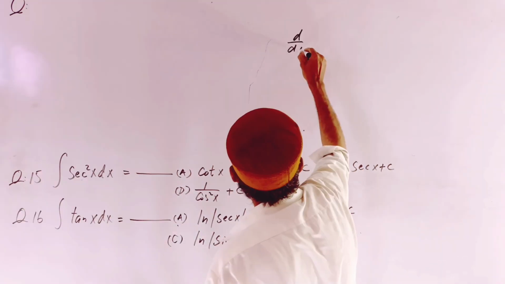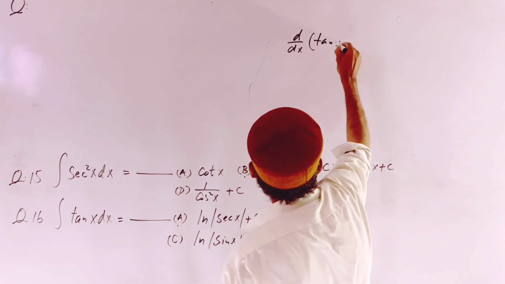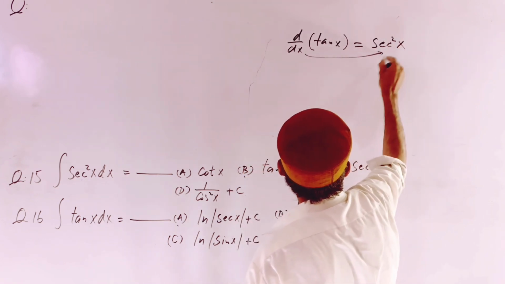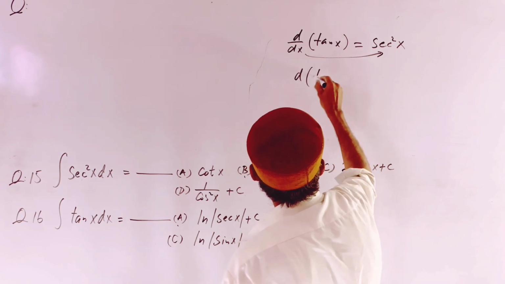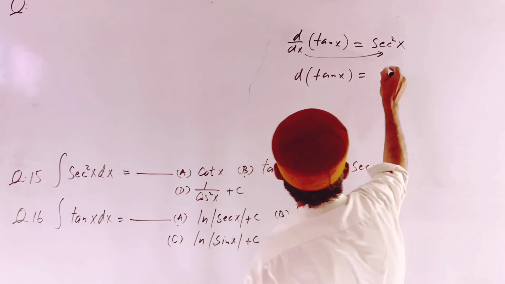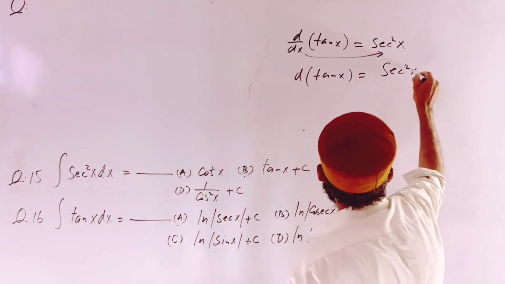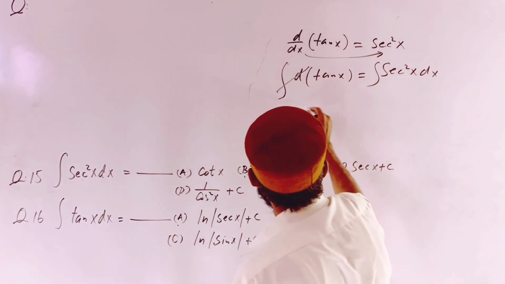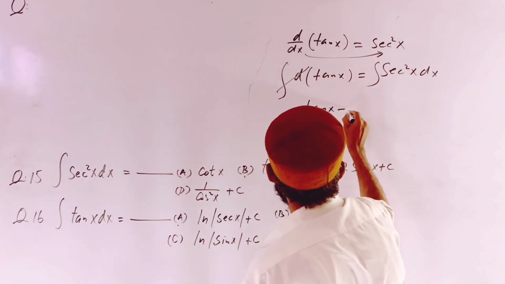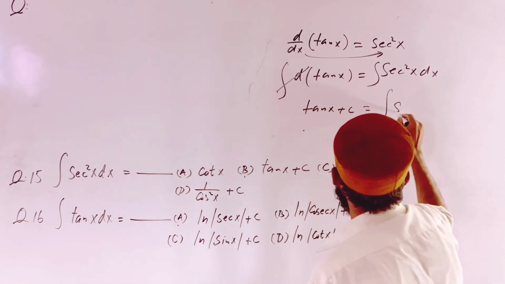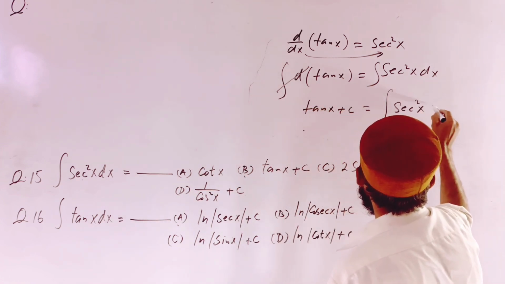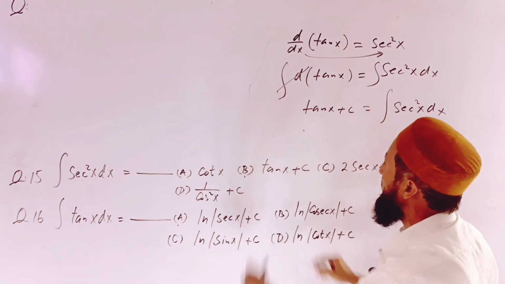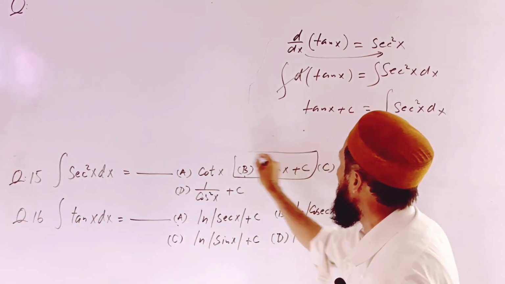Derivative of tangent x is equal to secant square x. So if we change, d tangent x equals secant square x dx. Taking integration on both sides, the d and integral cancel, and we get tangent x plus c equal to the integral of secant square x dx. So the answer will be option B, which is the correct option.